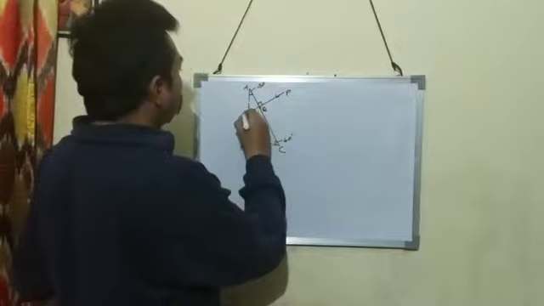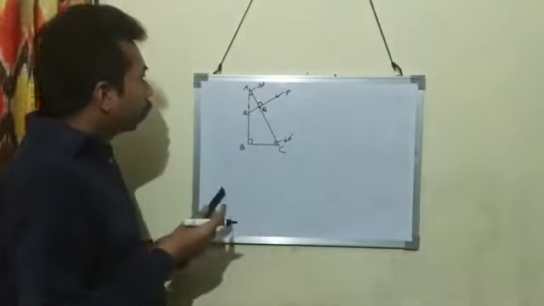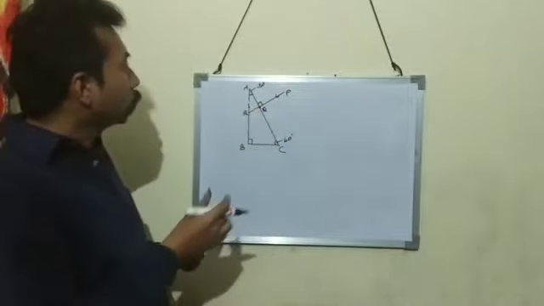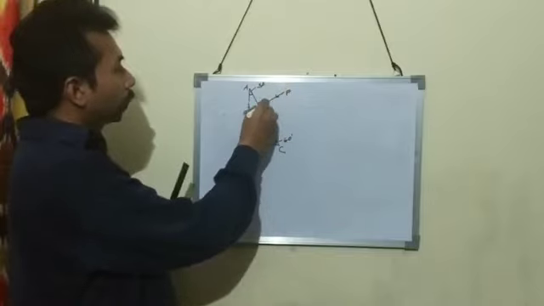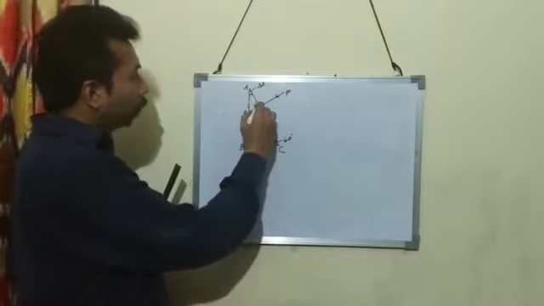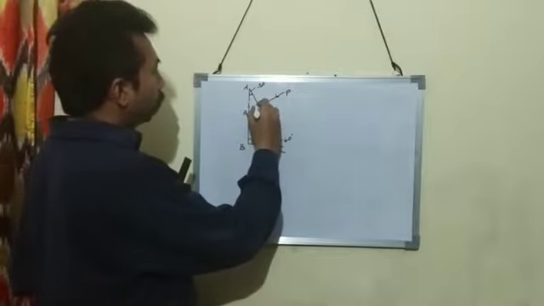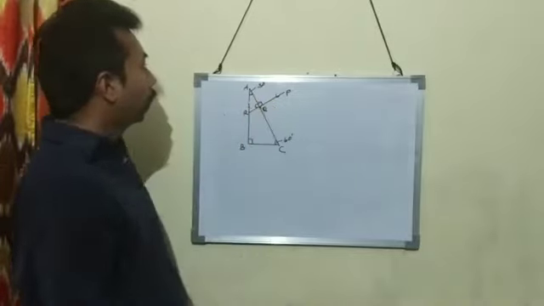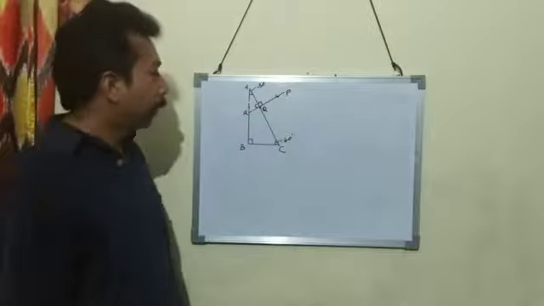So this I name as R. What is the magnitude of angle AQR? Since PQR is a straight line, what will this angle come as? It will come as 90 degrees. Angle AQR is equal to 90 degrees.